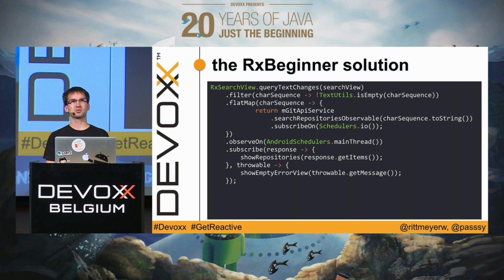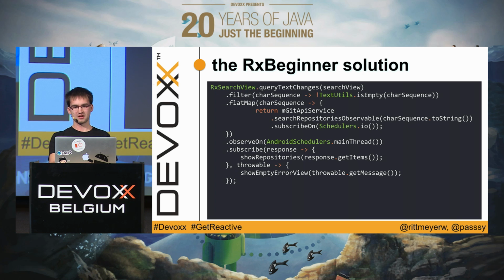For Retrofit, it's not required. It automatically runs on its own scheduler, but here I just put it on the I/O thread. So my network call will run on the I/O thread, and when it returns, in observeOn I will move my work to the main thread again and subscribe to it. And in onNext, the success case, I show my repositories, and in the error case, I show an empty view. This works, but it's not very good.